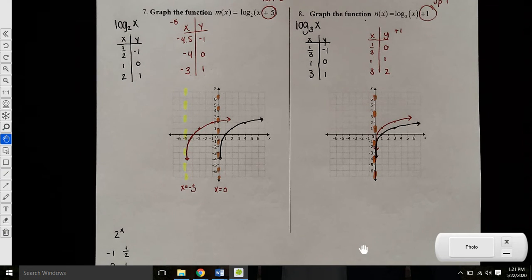And there you have it. That is your note section for rigid transformations, specifically horizontal and vertical shifts.